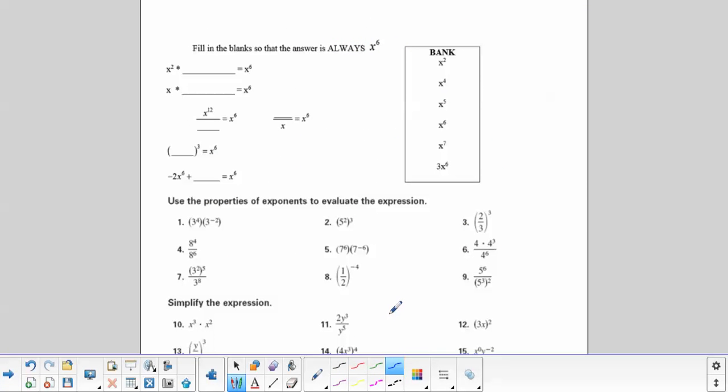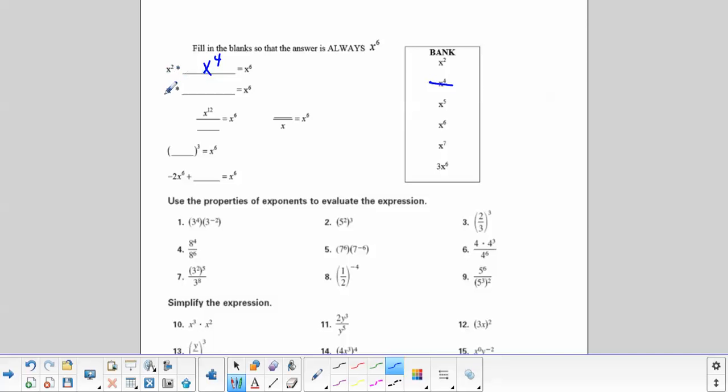Alright, here we're trying to make the answer x to the sixth. So the first problem is a multiplication problem. When you multiply, you add your exponents. So I'm thinking 2 plus what number gives me 6? 2 plus 4 equals 6. So this is x to the fourth.